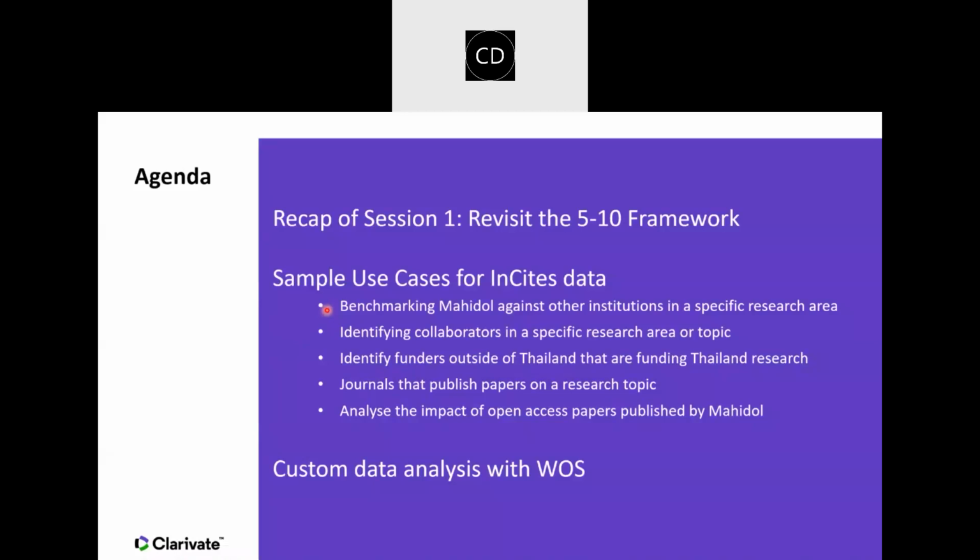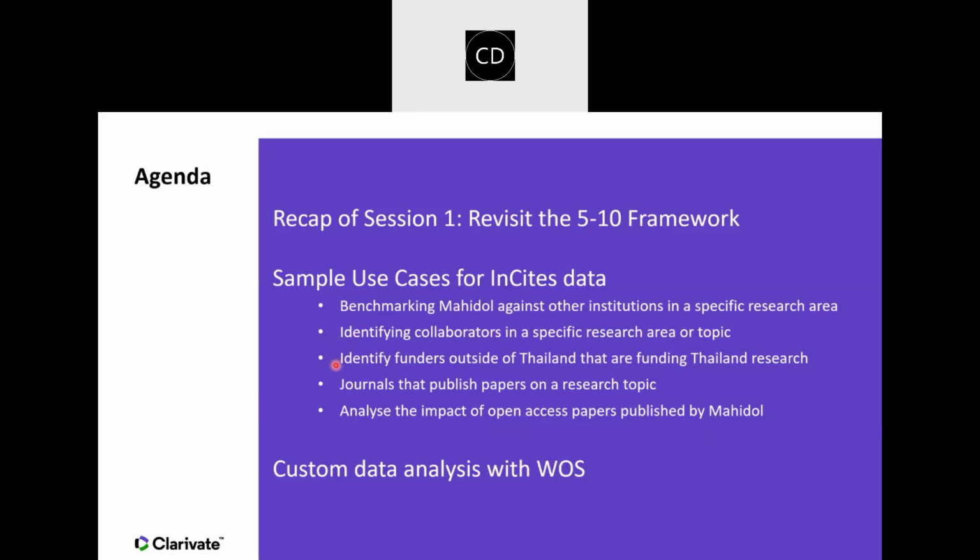The first one is how you can benchmark Mahidol against other institutions in a specific research area. Let's say, for example, Mahidol University, you might think that you are the leader in, say, dengue research or malaria research. Then how are you compared to the other institutions around the world that are doing malaria research? Then we also go into identifying potential collaborators, in the event that Mahidol University wants to find strong collaborators for phytochemical research. How do you use InCites to find that answer?